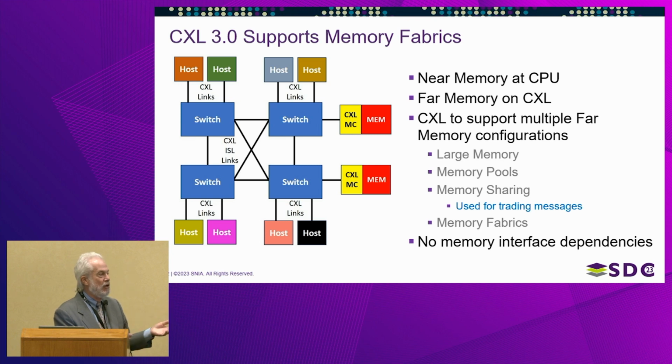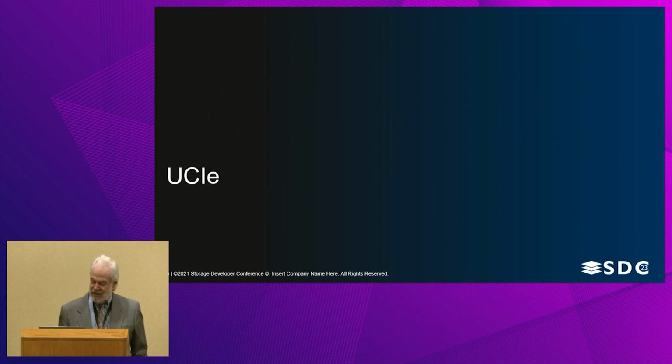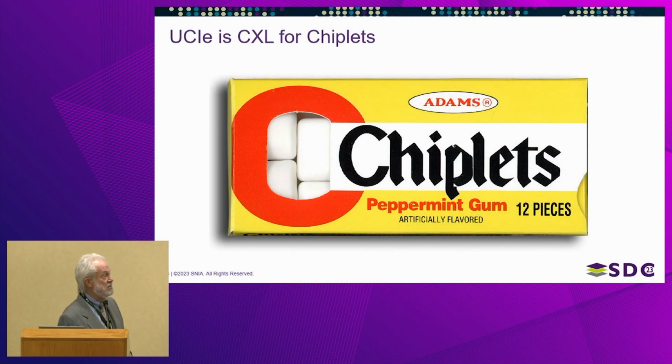And then I say there are no memory interface dependencies. There really is one. The CXL controller on the memory side is going to have to understand the kind of memory it's talking to, but it's not a big sacrifice. So that leads to UCIe, and the UCIe people said, well, let's just take chiplets and put UCIe on them, or put CXL on them.